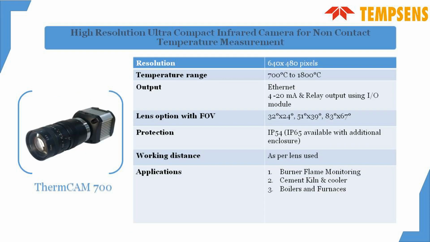Now this is our high resolution ultra compact infrared camera for non-contact temperature measurement. It has the highest temperature range up to 1800 degrees Celsius, and lens options 32, 51 and 83 wide angle lenses are also available. Protection IP54, and applications are very critical applications: burner flame monitoring, cement kiln and cooler, boiler and furnaces.